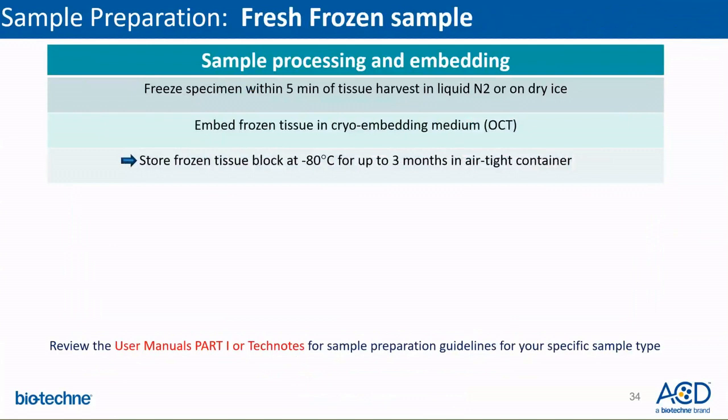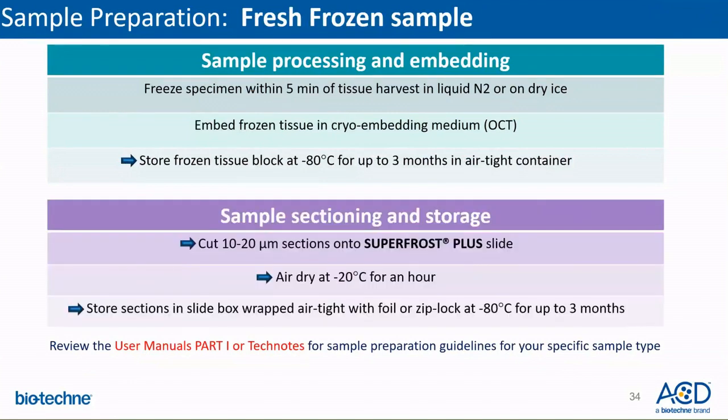For fresh frozen samples, please review the user manual for detailed recommendations. A few highlights are presented here. We recommend storing frozen tissue blocks or sections in airtight conditions at -80 degrees centigrade for up to 3 months. The recommended sample thickness is 10 to 20 microns, again mounted on Superfrost Plus slides. Our assays are also compatible with fixed frozen and cultured cell sample types as well.